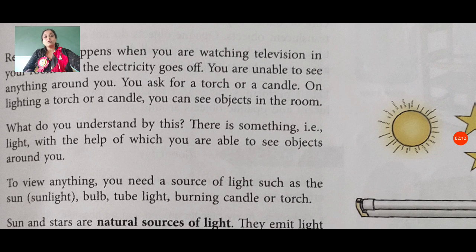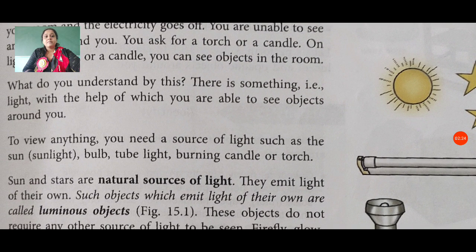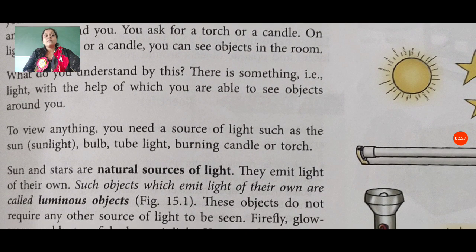The sun is the main source of light. Using the sun, we can see anything around us at day. Sun and stars are called natural sources of light. They emit light of their own. Such objects which emit light of their own are called luminous objects. Natural sources of light means they have their own light, for example, the sun and stars.